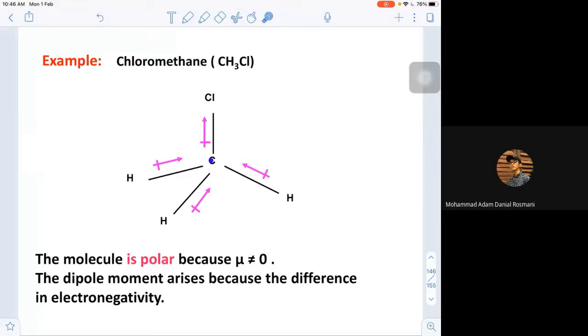Hydrogen and carbon: carbon is more electronegative, so these three are moving to the carbon. The combination of these three is actually upward. And then carbon to the chlorine: chlorine is more electronegative, so the bond polarity towards chlorine is upward. So this dipole moment combines with this dipole moment to give the resultant dipole moment of the whole molecule, which is upward. When we have a resultant dipole moment, it means that mu is not equal to 0 and the molecule is a polar molecule.